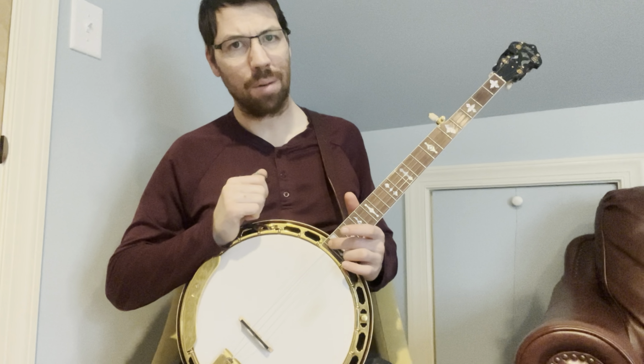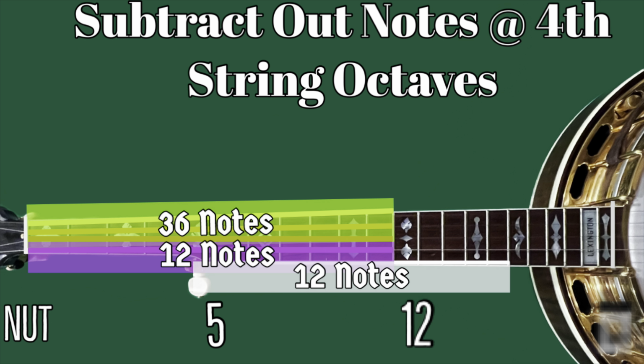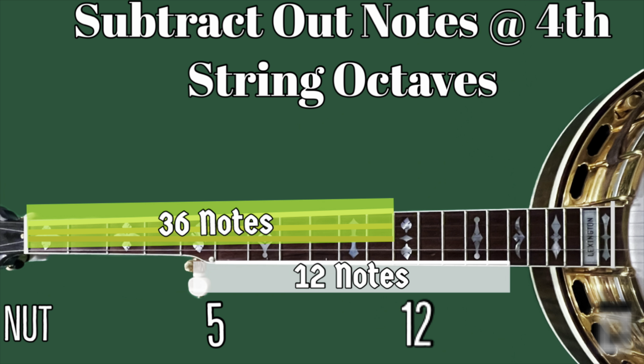All octaves of each other. So for purposes of this lesson, that's 12 more notes below the octave of the 4th string that we can cut out. Another 20% reduction in our total memorization requirement.